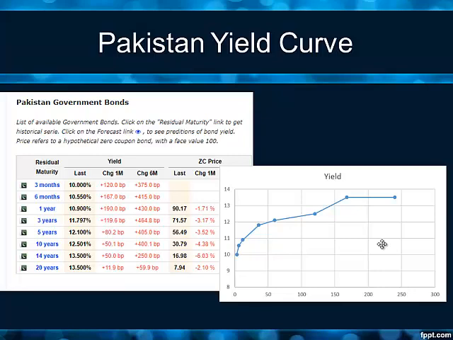This is the picture for Pakistan government bonds. 3 month bonds are available at 10% in the market. 6 month bonds are at 10.55%, and 1 year bonds are at 10.9. 3 years are at almost 12%. 5 year bonds are at 12.1%. 10 years are at 12.5, 14 is 13.5, and 20 years is selling at 13.5 also.